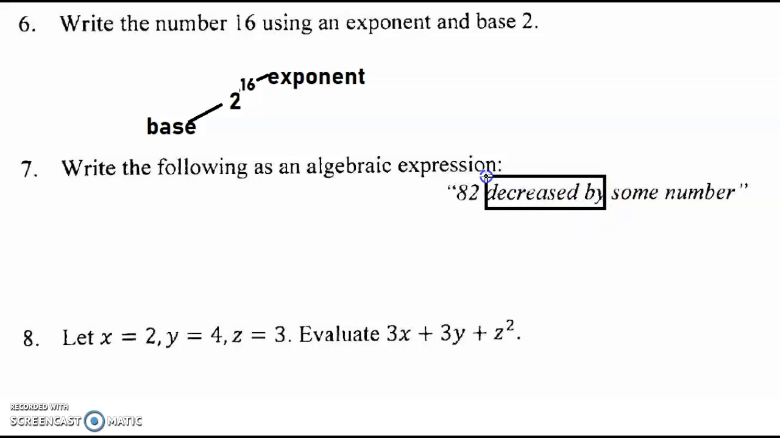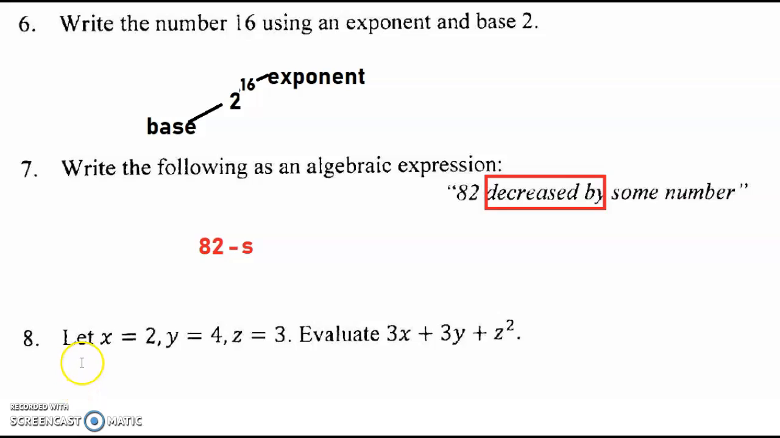So what does decrease by mean? Right, it means subtraction, doesn't it? So I'm going to say 82 minus, and if it says some number, do we know what number that is? No, right? So we can just put whatever number you want. It could be X, it could be N, it could be S, whatever letter you want to put there as a variable. So 82 minus S, I'll put an S for some number. You could have put N, you could put whatever you wanted.